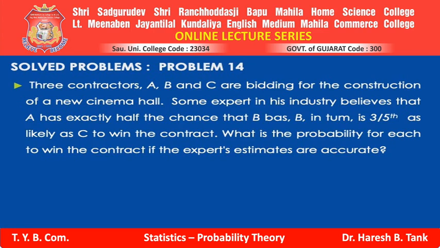3 contractors A, B and C are bidding for the construction of a new cinema hall. Some expert in his industry believes that A has exactly half the chance that B has. B in turn is 3 upon 5th as likely as C to win the contract. What is the probability for each to win the contract if the experts' estimates are accurate? Let us see. Very intelligent question. Just observe it.